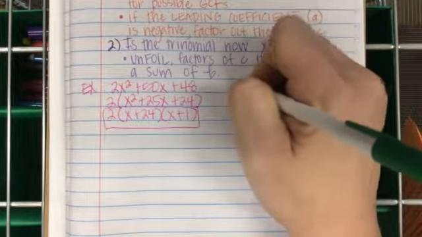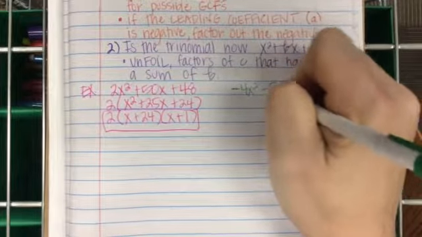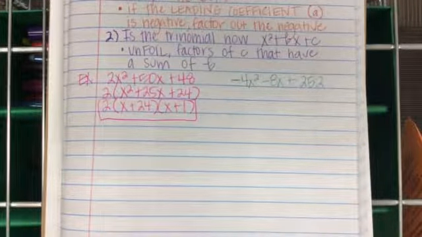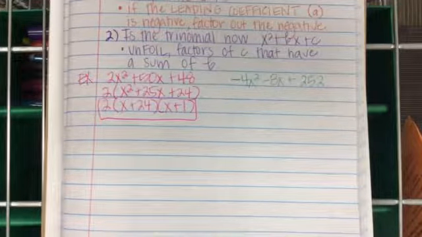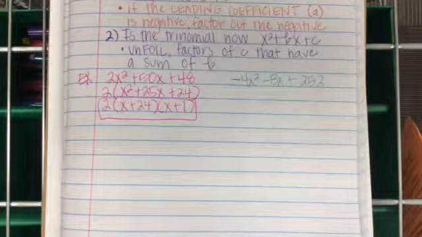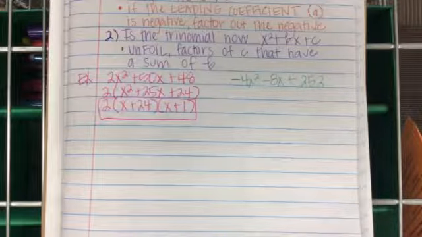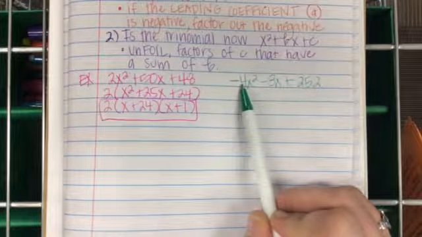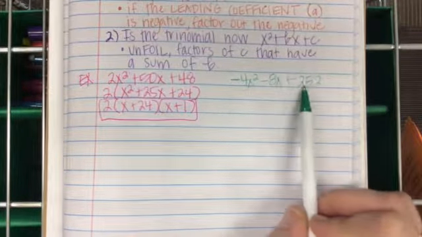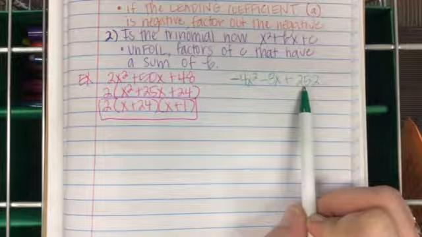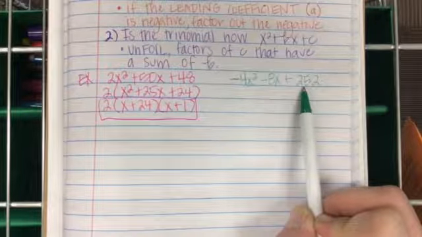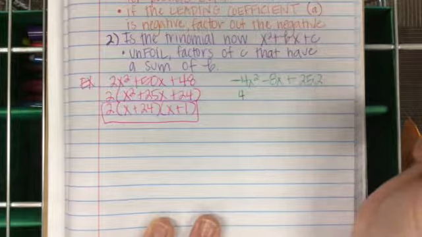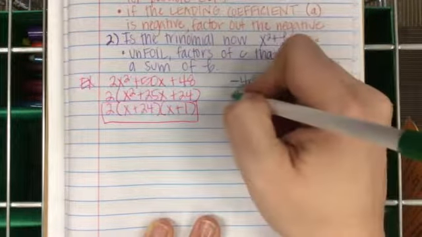Okay, next one. Negative 4x squared minus 8x plus 252. Look to the smallest coefficient to find the greatest common factor. What's the smallest coefficient? Negative 4. Is everything divisible by 4? Yes. Is 8 divisible by 4? Yes. Is 252 divisible by 4? Double check just to make sure. Don't just assume that it is. Maybe this is unfactorable. Is 252 divisible by 4? Yes. Okay. So my greatest common factor is 4, but on top of that, since my leading coefficient is negative, I have to divide by negative 4.